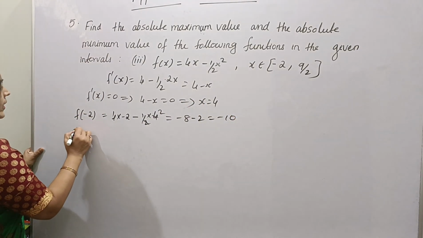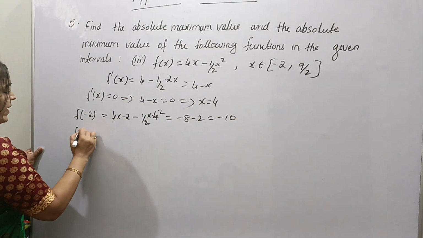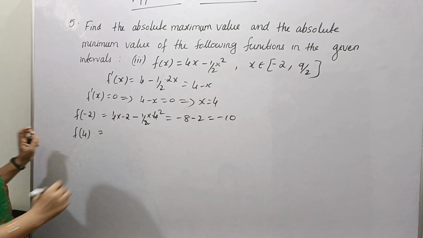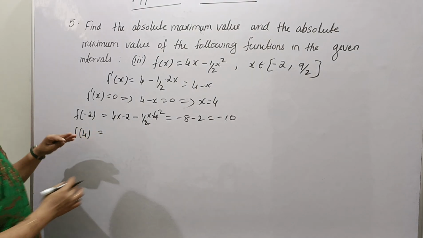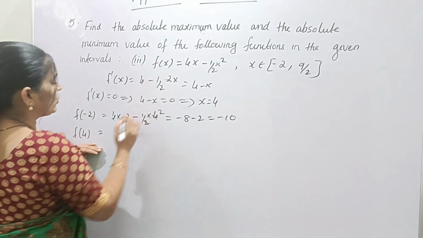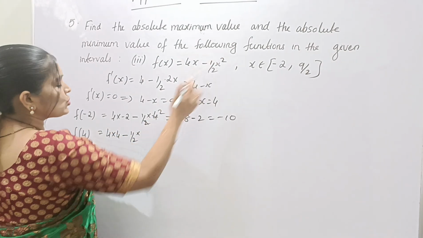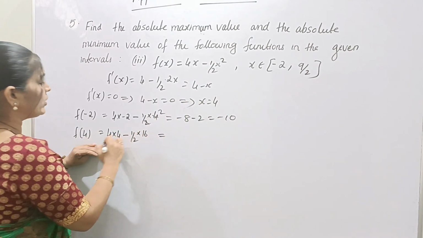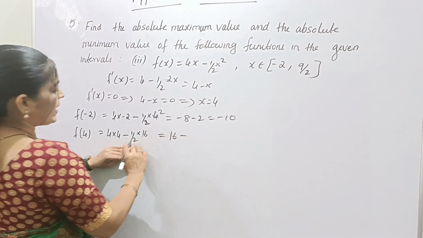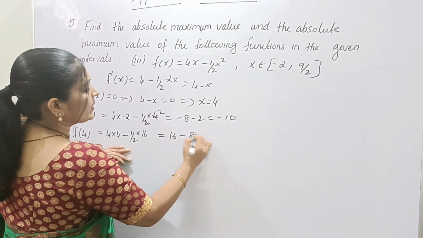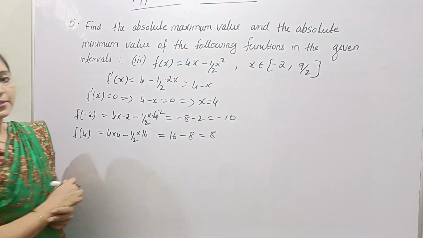Then what is the next critical point? That is f of 4. Then we will find f of 4. What is f of 4? Substitute x is equal to 4. 4 into 4 minus 1 by 2 into 4 square, that is 16, that is equal to 16 minus, this term will be 8. That is 16 minus 8 is 8.